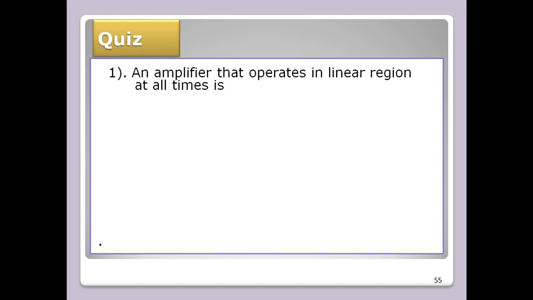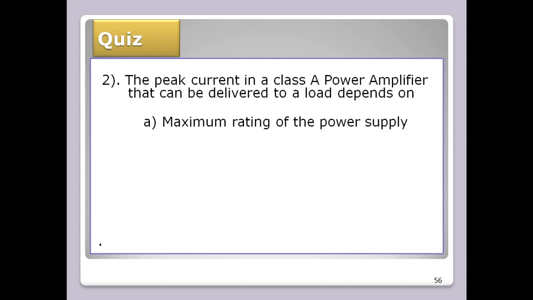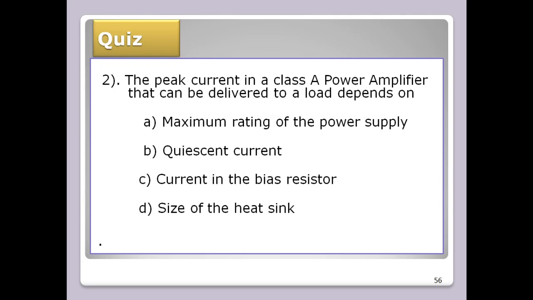The amplifier that operates in the linear region at all times is called a Class A amplifier, because we have discussed that one only. The peak current in a Class A power amplifier that can be delivered to the load depends upon the maximum rating of the power supply, quiescent current, current in the bias resistor, and size of the heatsink. See here, it depends upon quiescent current.